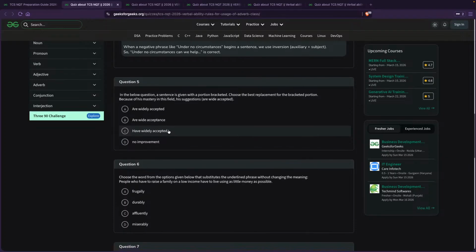In the below question, a sentence is given with a bracketed portion. Choose the best replacement for the bracketed part. Because of his mastery in his field, his suggestions are widely accepted. Yes, I don't have to check any other.